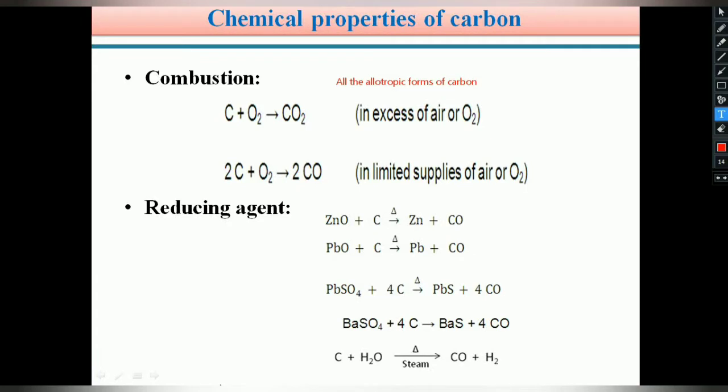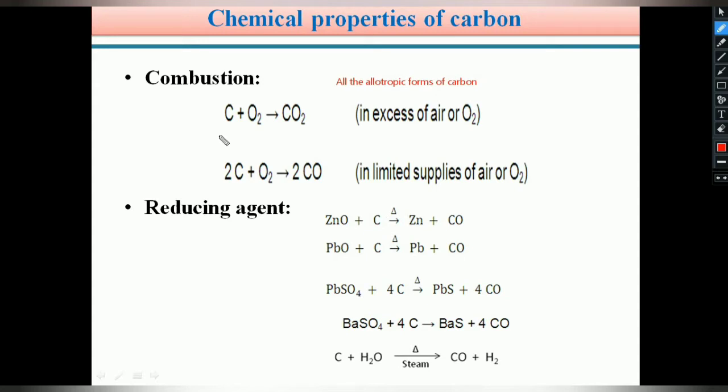Dear students, today we discuss the chemical properties of carbon. We will see the reactions one by one. The first one is the combustion reaction. Generally, whenever an element is treated with oxygen or burned in the presence of oxygen, it is called combustion. Combustion means burning any substance in the presence of oxygen.